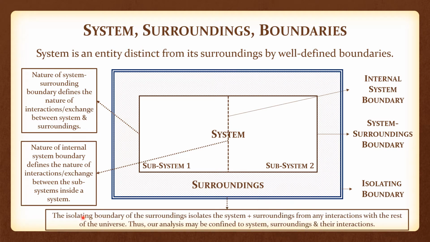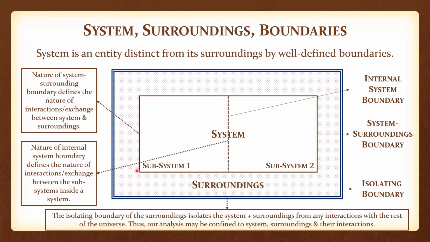Finally, what is this isolating boundary? The isolating boundary of the surroundings isolates the system plus surroundings, which is all the content within this double blue border, from any interactions with the rest of the universe. Therefore, for our purposes, the entire universe may be confined to this, and our analysis may be confined to the system, the surroundings, and their interactions.